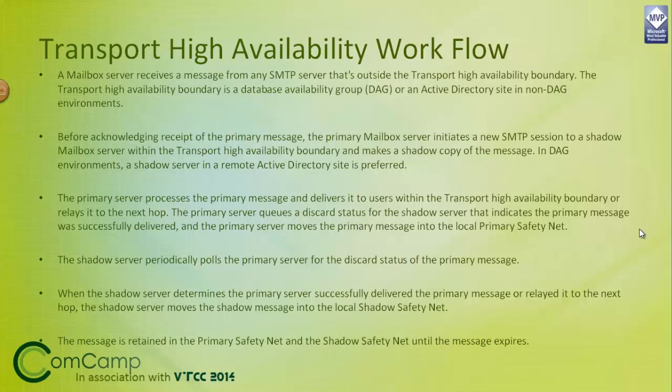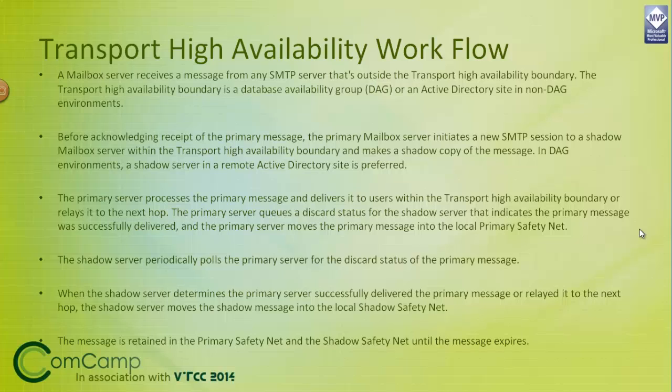So it receives a message. Before acknowledging receipt of the primary message, the primary mailbox server initiates a new SMTP session to a shadow mailbox server within the transport high availability boundary, and makes a shadow copy of the message. In DAG environments, a shadow server in a remote Active Directory site is preferred.